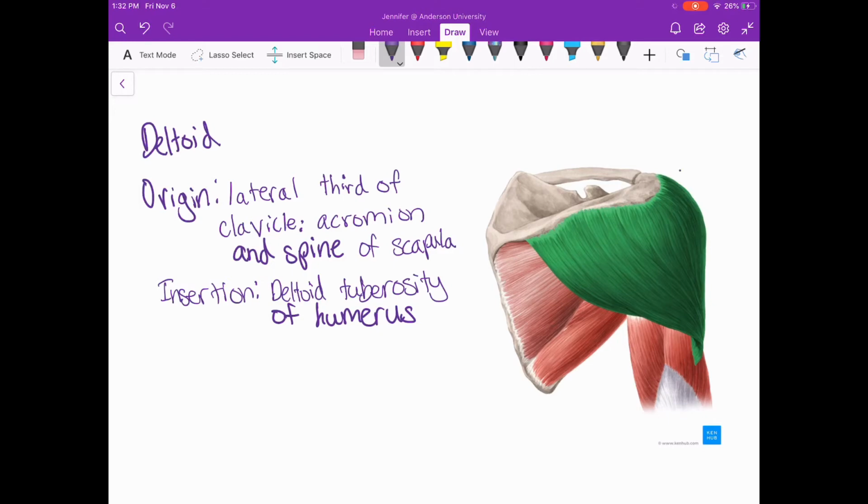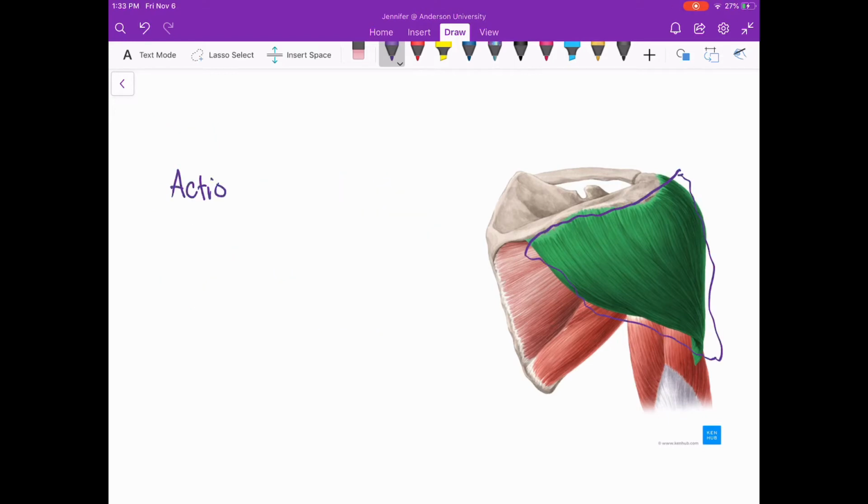And it is kind of shaped like a triangle, as you can tell. The action: the deltoid is a prime mover of arm abduction, so kind of the opposite of the pectoralis major, because it abducts or moves the arm away from the body. It's a synergist in flexion, extension, and rotation of the arm.